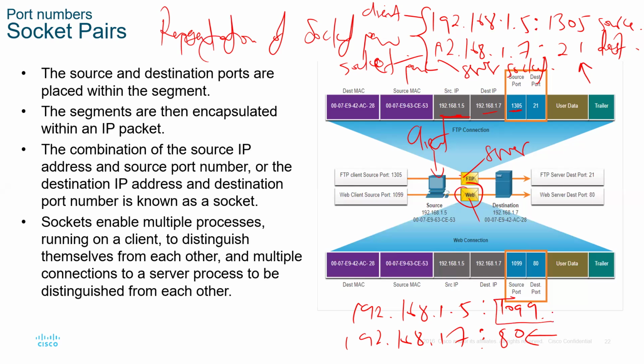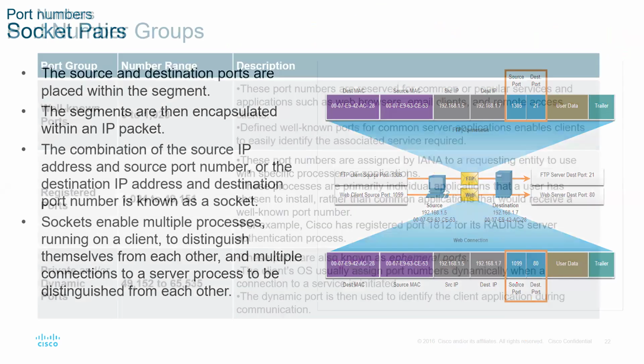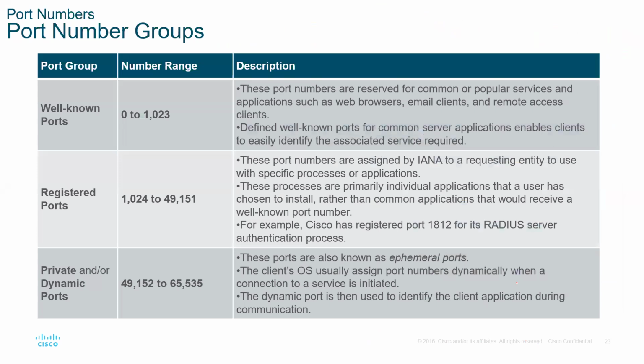These source ports, these are just randomly generated ports, but the destination will specify the application which is being used. Right. Port number groups. So we have a range of port numbers that we use from 0 to 65535. Those are all the port numbers that are in use.